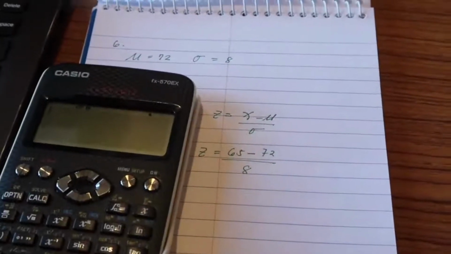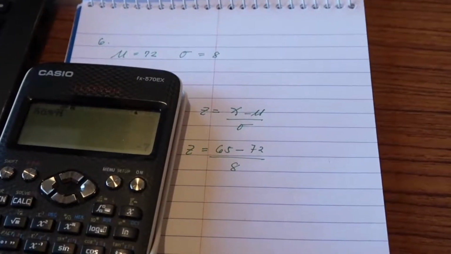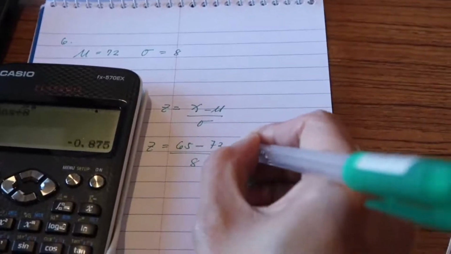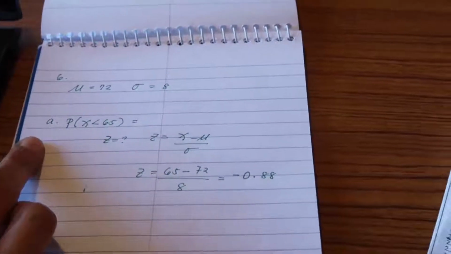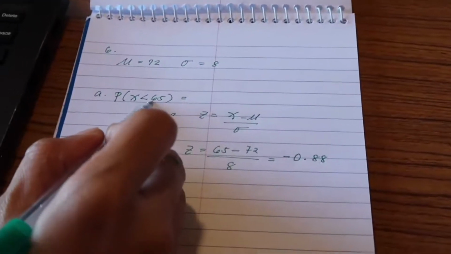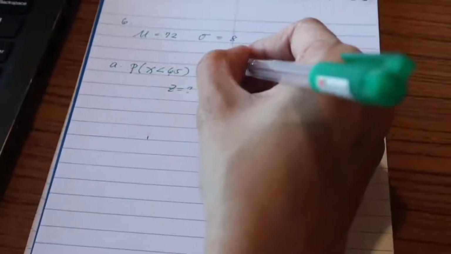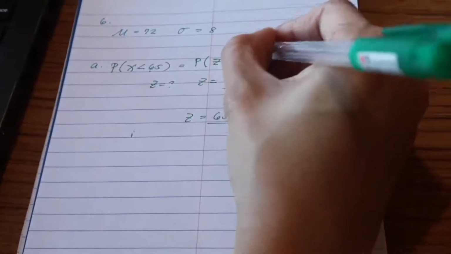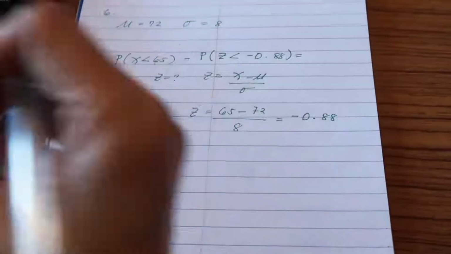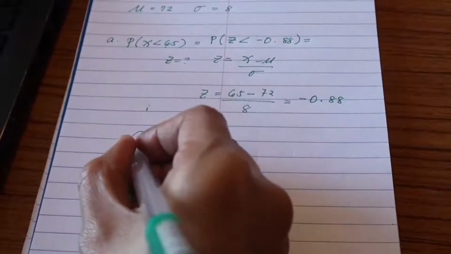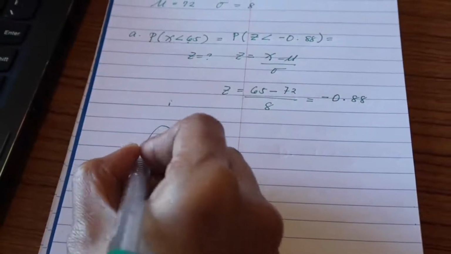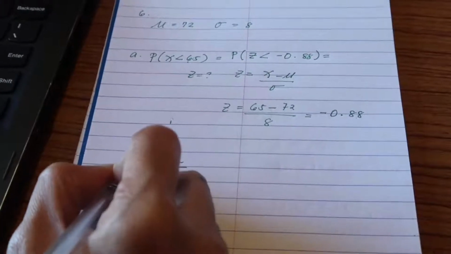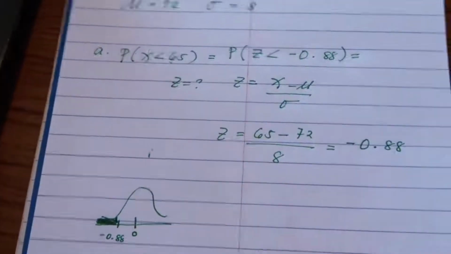So get your calculator. So 65 minus 72 divided by 8. So that will be negative 0.88, to two decimal places. Okay? So the percentage or the probability that a student scored less than 65 is the same as the probability that Z is less than negative 0.88. So before we get the probability or the percentage, first we need to draw a normal curve. Zero in the middle, and then we have negative 0.88, which is located on the left. Less than negative 0.88, here's the graph.